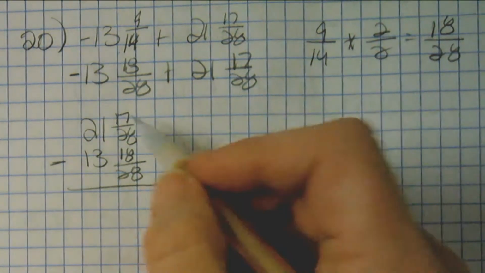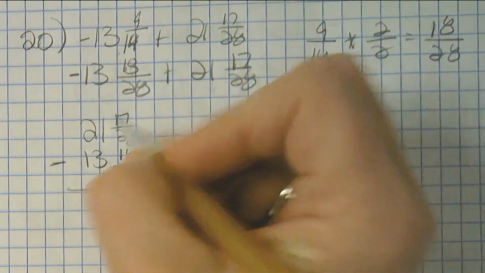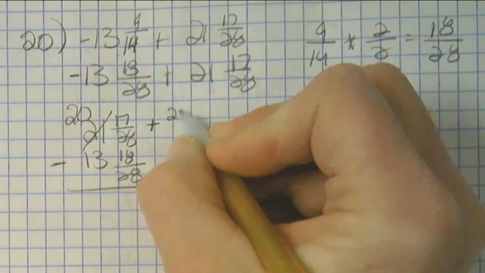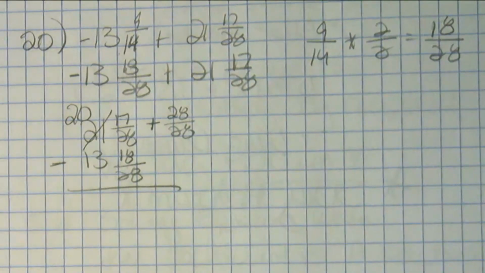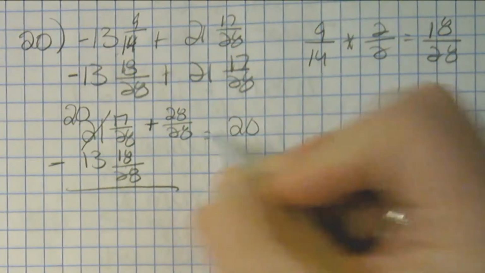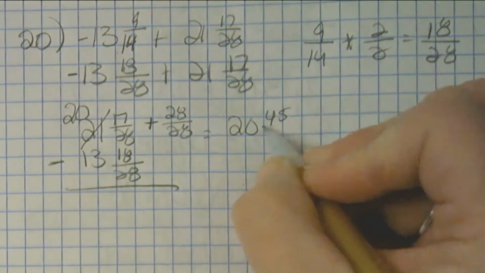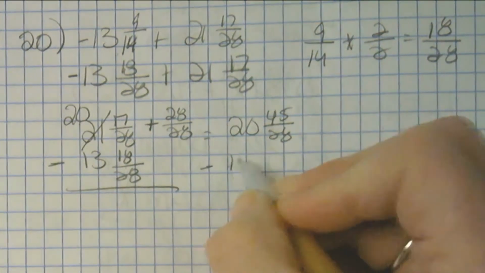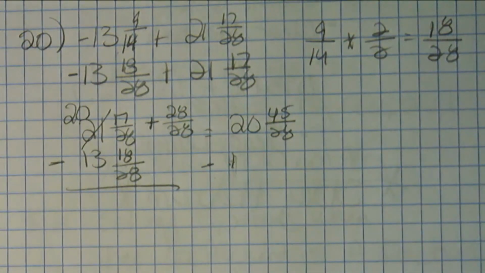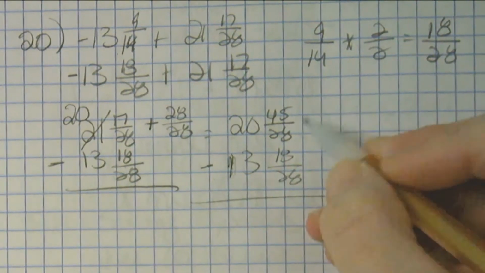So now I do need to borrow, because I have 17/28 minus 18/28. So that 21 becomes a 20. I'm going to add to my 17/28 28 over 28. I have to see that work. So I end up with 20. Well, that's 15, carry the 1, that's 45 over 28 minus 13 and 18/28. So now I'm going to do the subtraction.